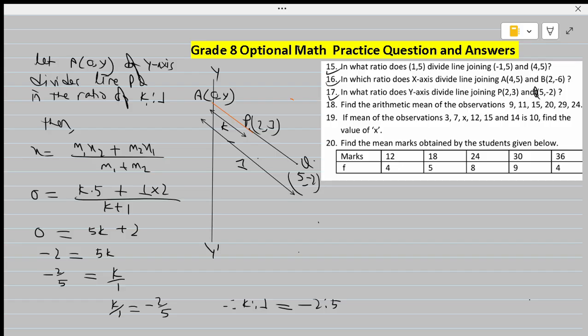Just that much we say, or we may say confidently that the y-axis divides the line externally in the ratio of 2 is to 5. It's your choice how you would like to write it. Now I'm going with number 18, so let's make this number 17 clear.